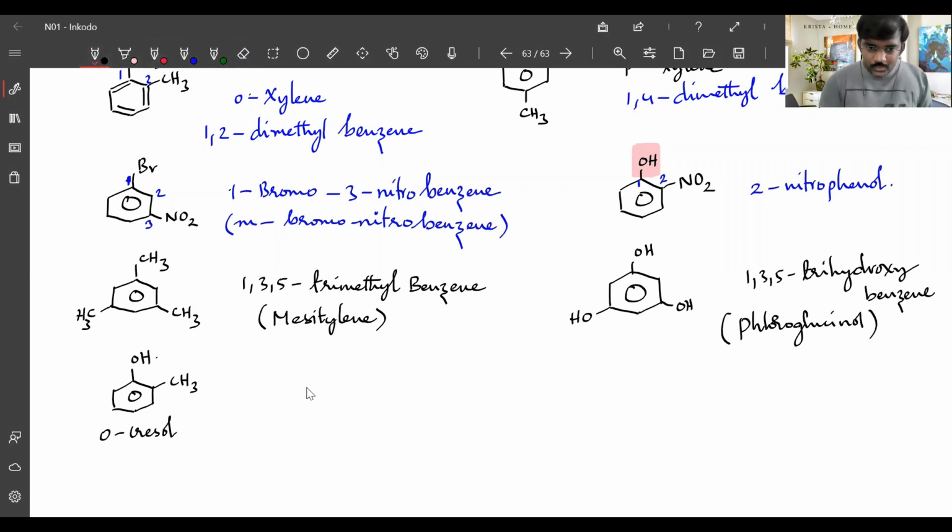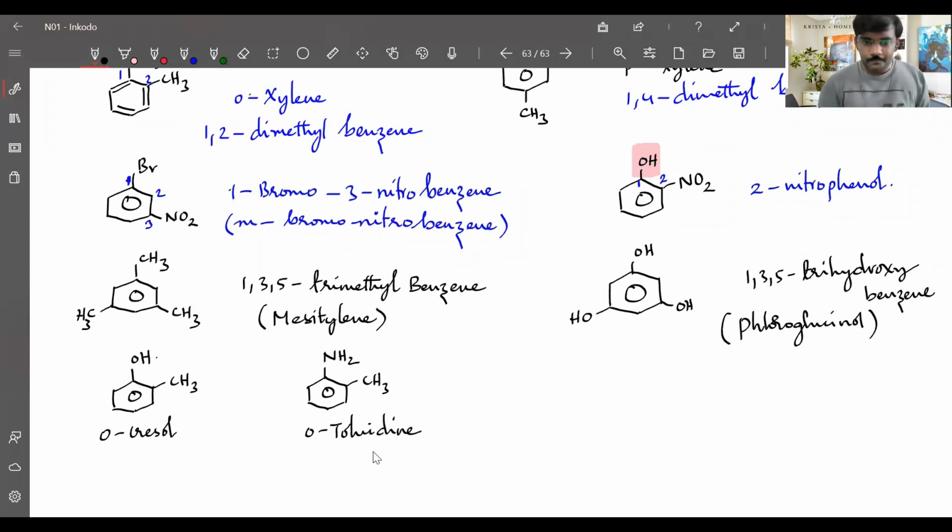Similarly, on a benzene ring, suppose I have NH2 as well as a methyl group. On the benzene ring, NH2 is there, and at the same time a methyl group is also present. Then we call it orthotoluidine.